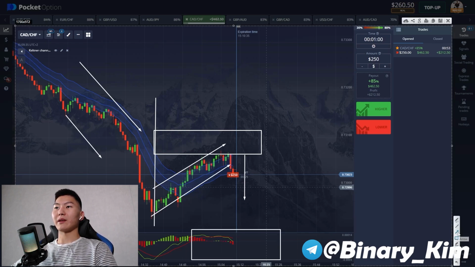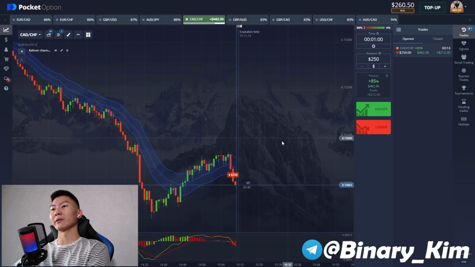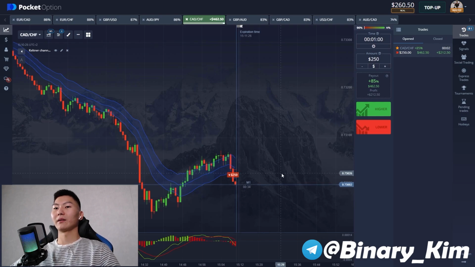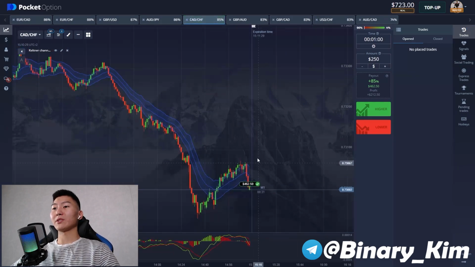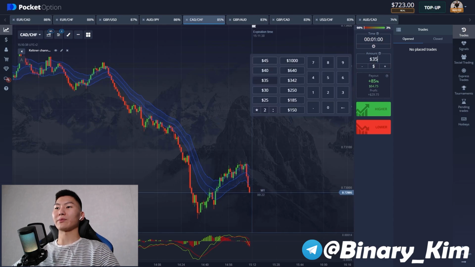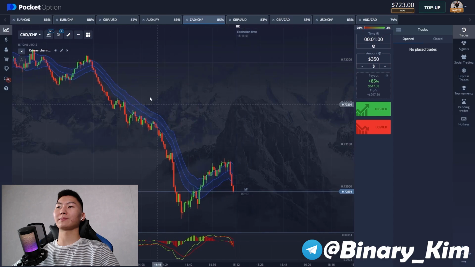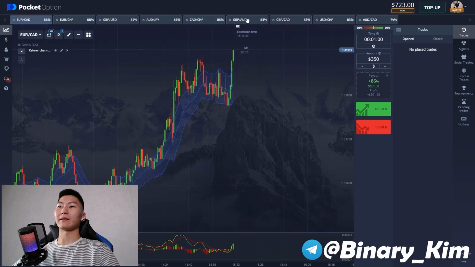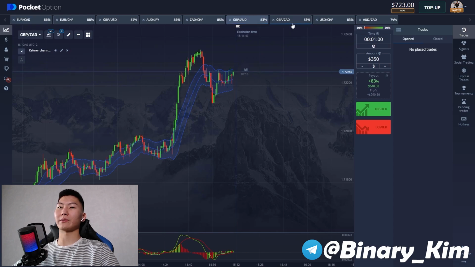And on the MACD indicator, the bars of the histogram are painted red, the crossing from above has happened, and they tell us that the price is moving down. That's why we open the short position, guys. And as you can see, the price is moving downwards, exactly as I told you guys. Our position is in profit more than $200 plus, and we got $723 on our balance. Let's put down $350 as the trade amount and find the next currency pair for the most profitable trade entry.